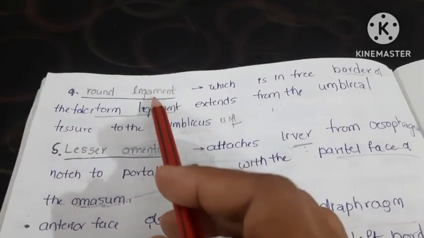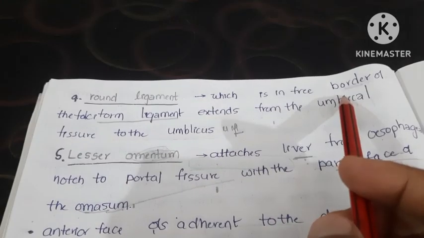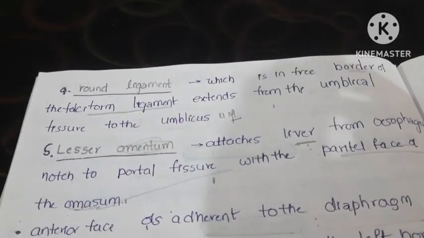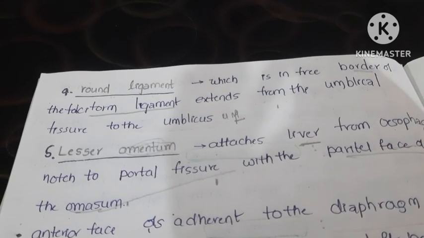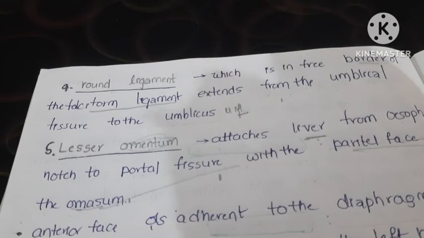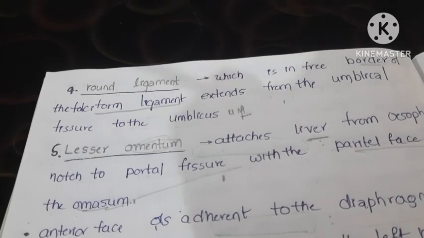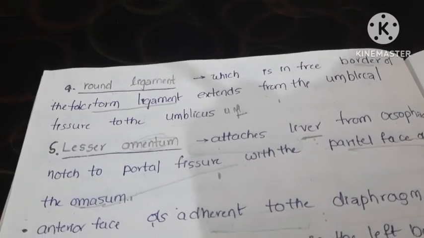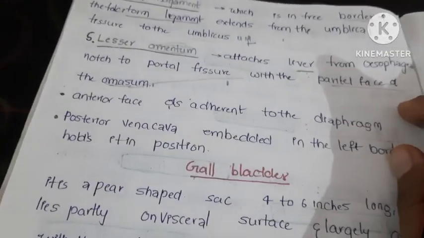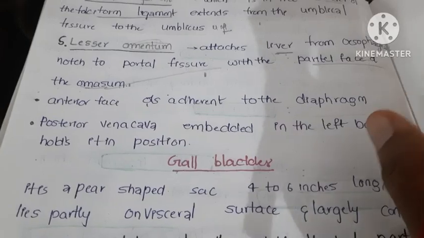Okay. Round ligament is in the free border of the falciform ligament, meaning it is attached near the falciform ligament and extended from the umbilical fissure to the umbilicus. So we discussed the 5 ligaments.